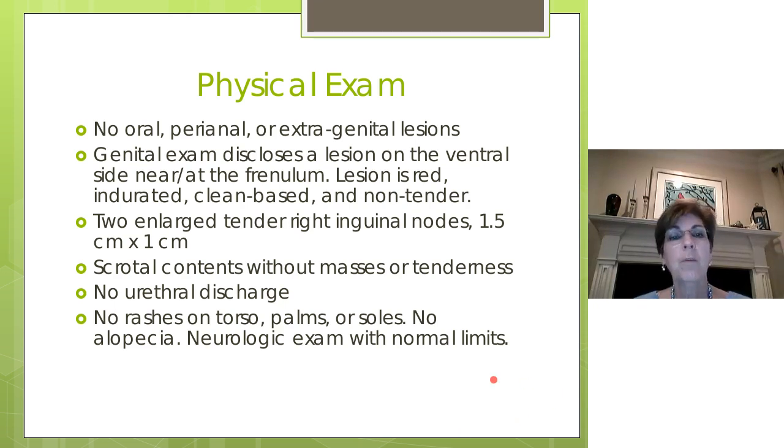Physical exam, no oral, perianal, or extragenital lesions. Genital exam disclosed a lesion on the ventral side near or at the frenulum. The lesion is red, indurated, clean-based, and non-tender. There were 2 enlarged tender right inguinal nodes. The scrotal contents were without masses or tenderness. There was no urethral discharge, and he had no rashes on the torso, palms, or soles, no alopecia, and his neuro exam is normal. So when you're thinking of certain diseases, you want to look at all these.